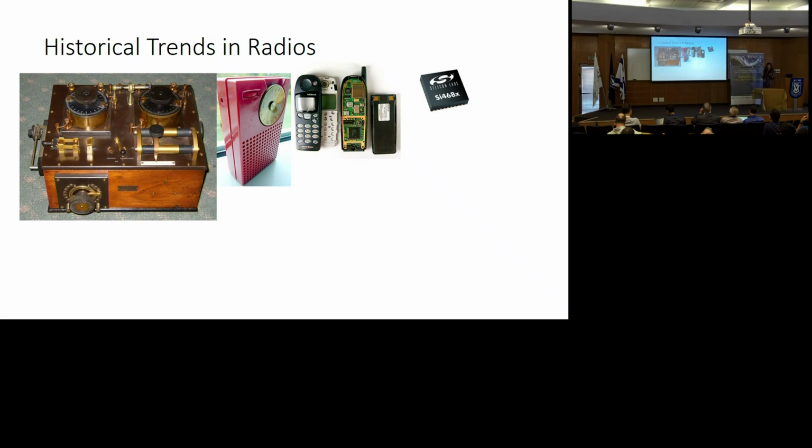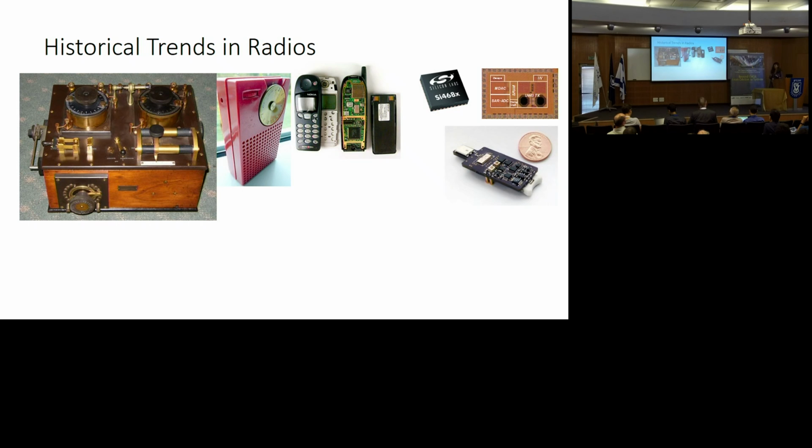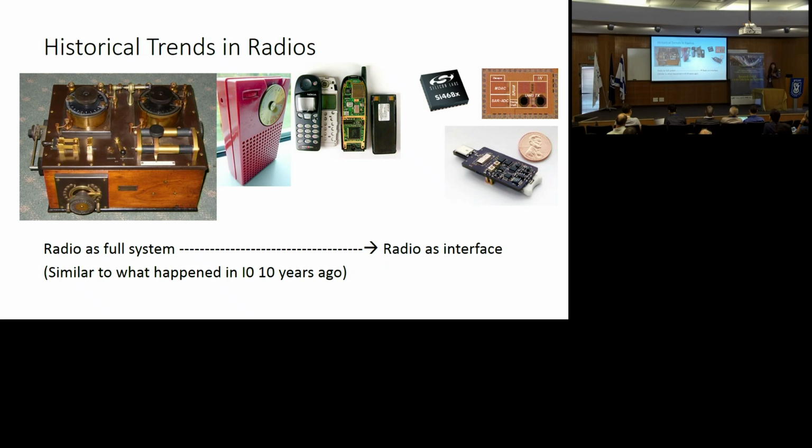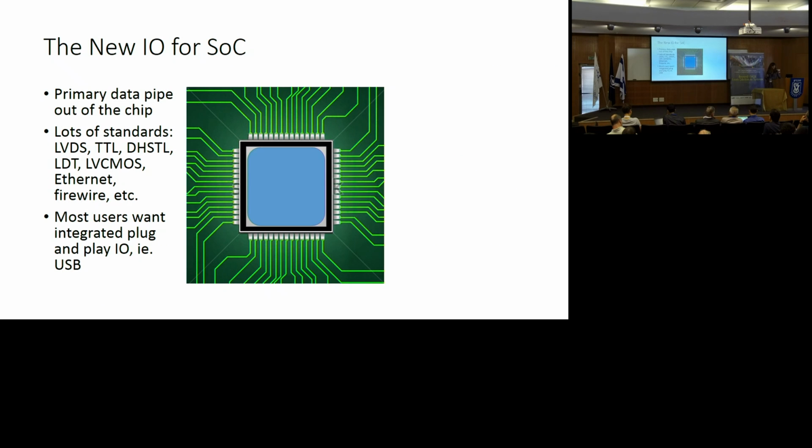Then that became a single chip. That large system got fused into a single chip. And now we're at a point where not only is that a single chip, it's a piece of a chip. It's an interface on a chip. So in the last 120 years we've gone from radio as system itself to radio as interface. What does that mean? That means that this is kind of like I/O. Radio designers can't really think about the radio as a standalone system, something that we want to design and optimize as the single chip. We really have to think about it as a way to pipe information between other systems.